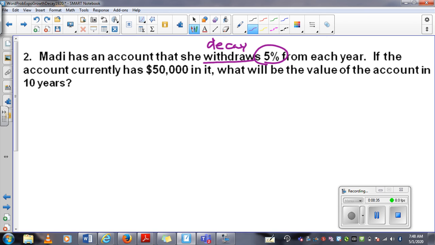5%, there's our rate. So that's our R, that's our rate. If the account currently has 50,000 in it, that's our A, that's our initial value. What will be the value of the account in 10 years?